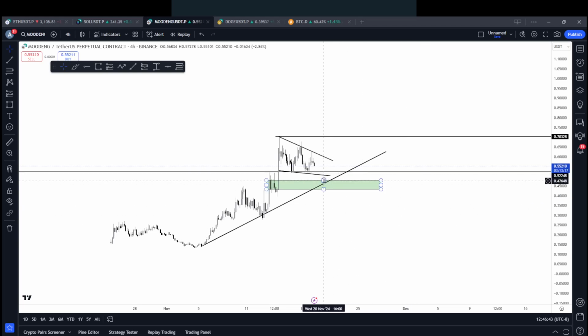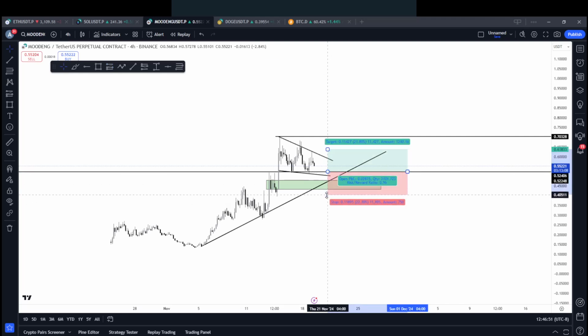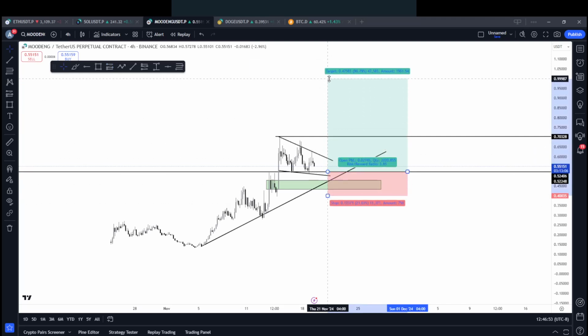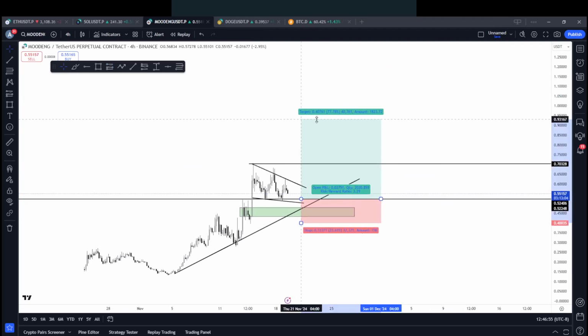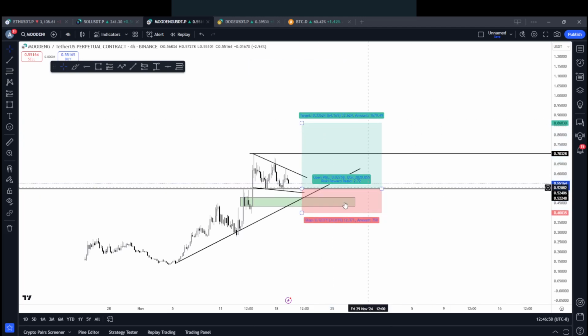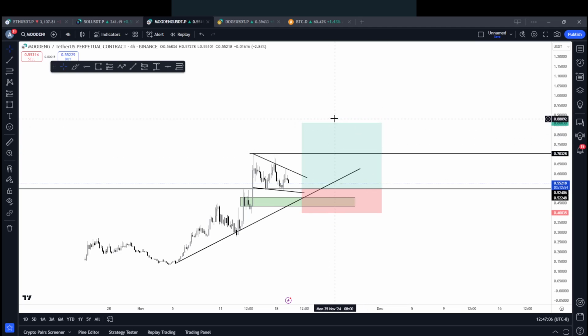52 down to 47 is your buy zone. I take this on spot. And we're looking for at least another expansive move up to at least all-time highs for sure, targeting 86 cents.